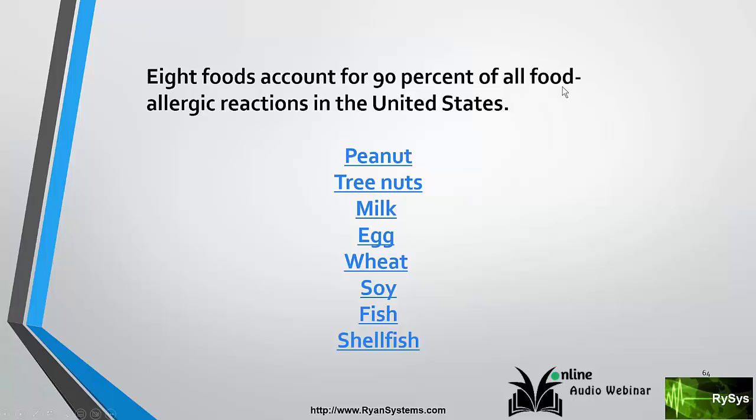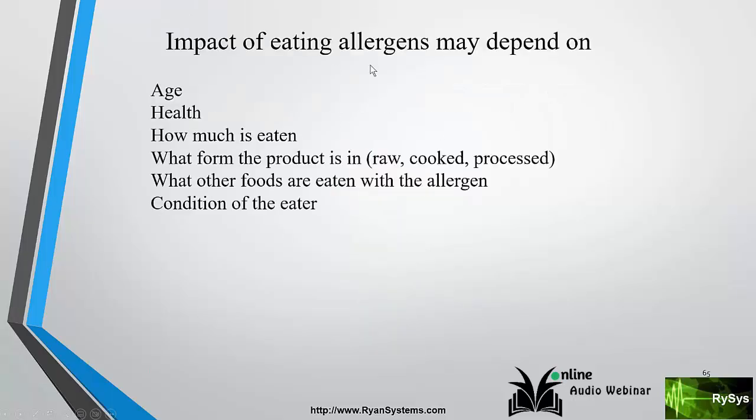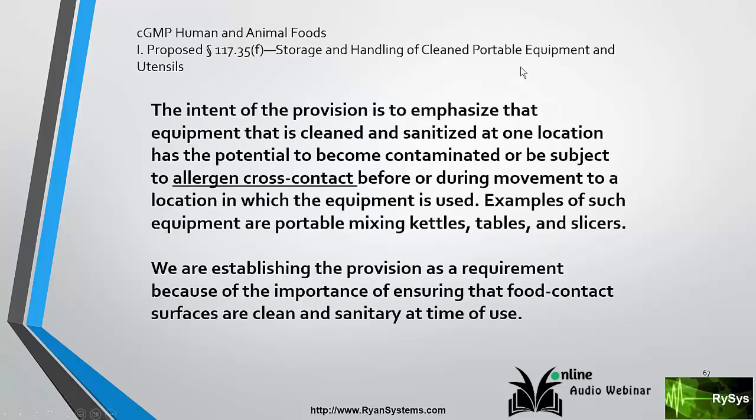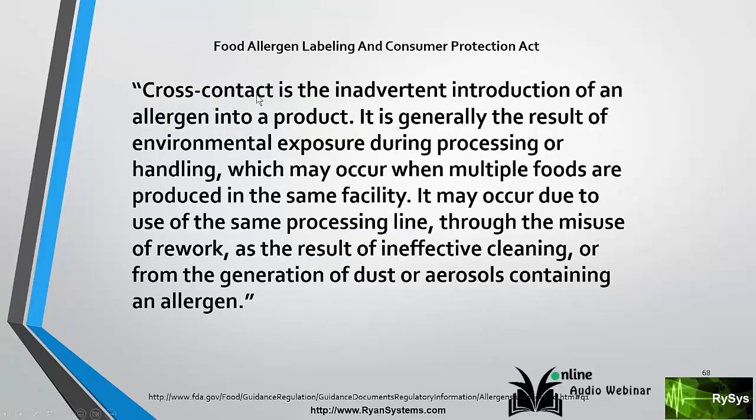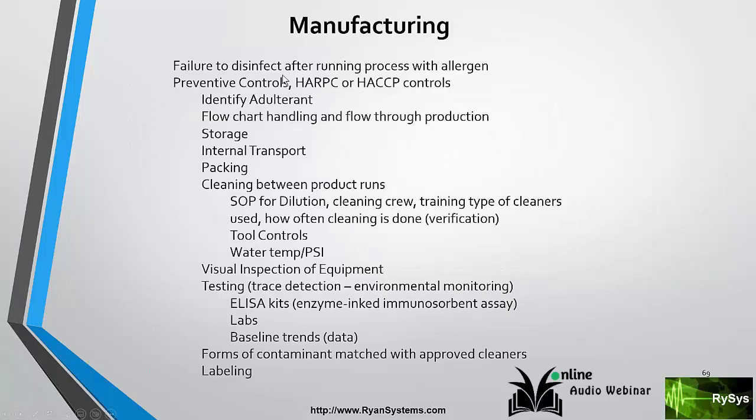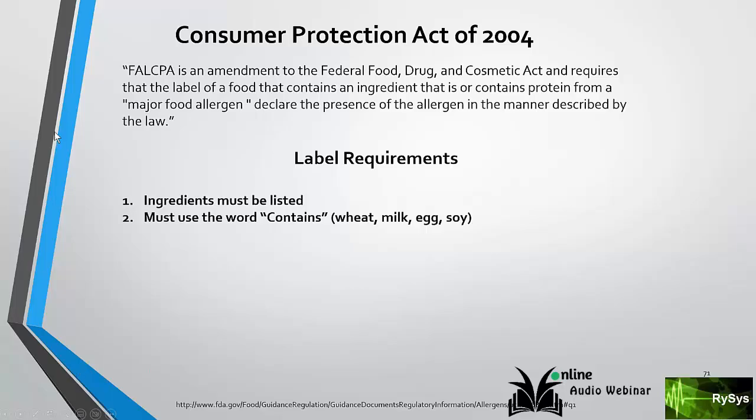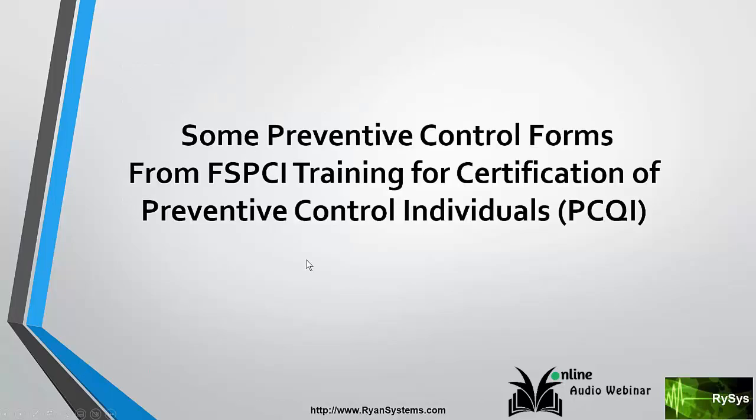8 foods account for 90% of all food allergic reactions in the U.S. Impact of eating allergens depends on health, storage, and handling of clean portable equipment. Cross-contact is the inadvertent introduction of an allergen into a product. Manufacturing. Failure to disinfect after running process with allergen. The Consumer Protection Act of 2004, some preventive control forms.